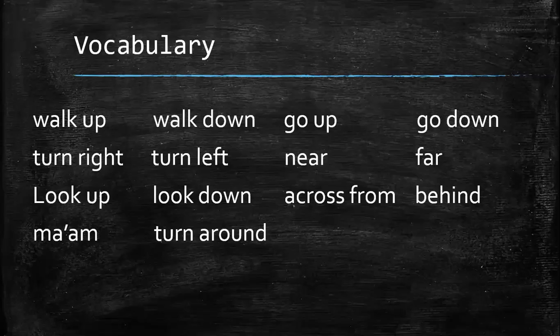Behind, atrás, right? Ma'am is an informal way to say madame. In El Salvador, people say, madre, le ayudo, madre, con las cosas. But in the United States, they say, mom, or madame, I say, right? And turn around. Look, you are here, and then you turn around, right? Turn around. Dar la vuelta, okay?